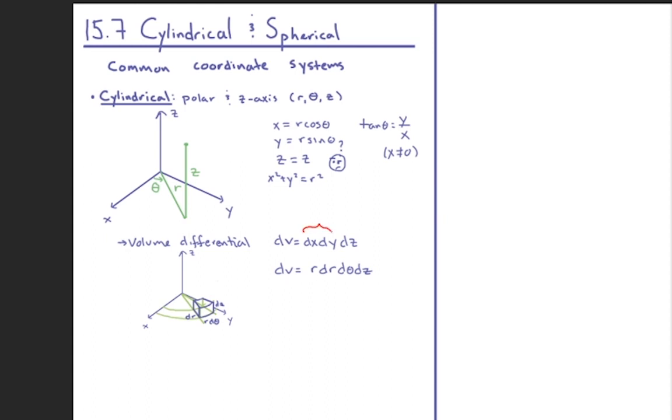Then the formula for the volume differential should look very familiar to you. Hopefully you can recognize this right here as being the area differential, and you'll recall from polar coordinates that the area differential is just r dr d theta. So that's basically just what happens right here.